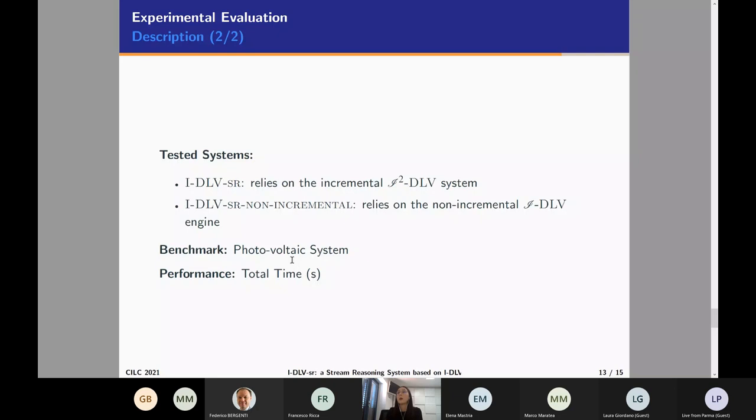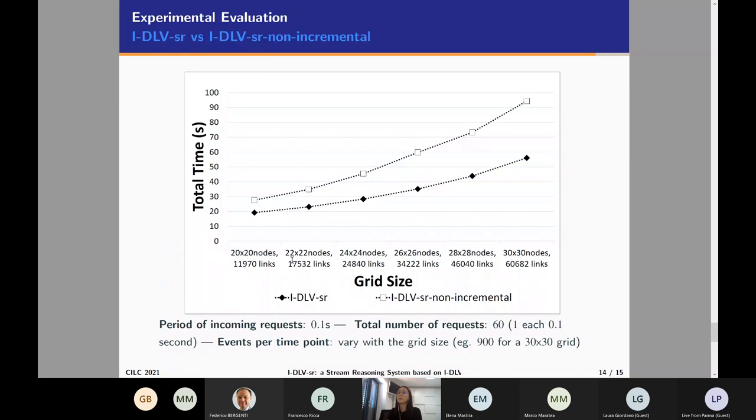In order to assess how important the use of incremental reasoning is for our system with respect to the total time, we compared I-DLV-sr with a version of the same system relying on a non-incremental reasoner. In this case, we can see that I-DLV-sr scales better when based on the incremental reasoner. Indeed, these results show that it maintains smaller times than the other, and that the gap between the two lines becomes more relevant with the increasing of the problem size.